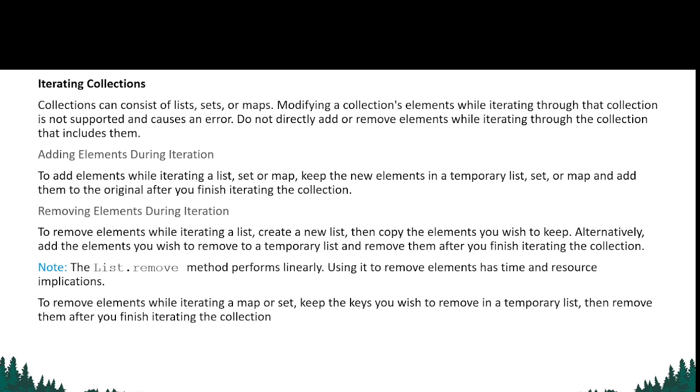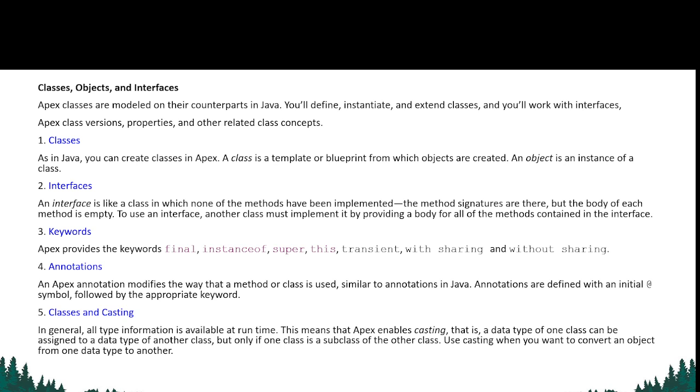Then we have to copy the elements, and then I can add the elements I wish to remove to a temporary list, and then I can remove them after finishing the iteration of that particular collection. So the list.remove method is used to perform the removal of the elements from the list from time to time and after the iteration. So when you have to remove any elements while you are performing an iteration of a map or a set, you have to keep the keys you wish to remove in a temporary list. Then after that you can remove them after finishing the iteration of the collections.